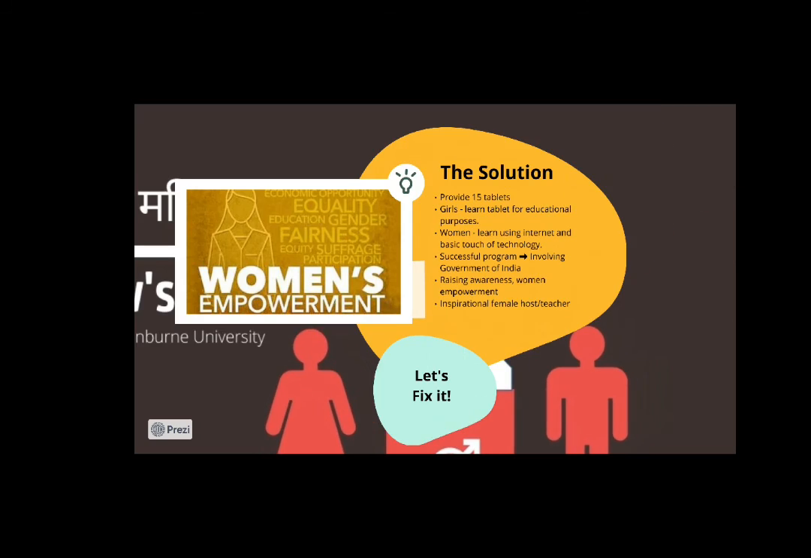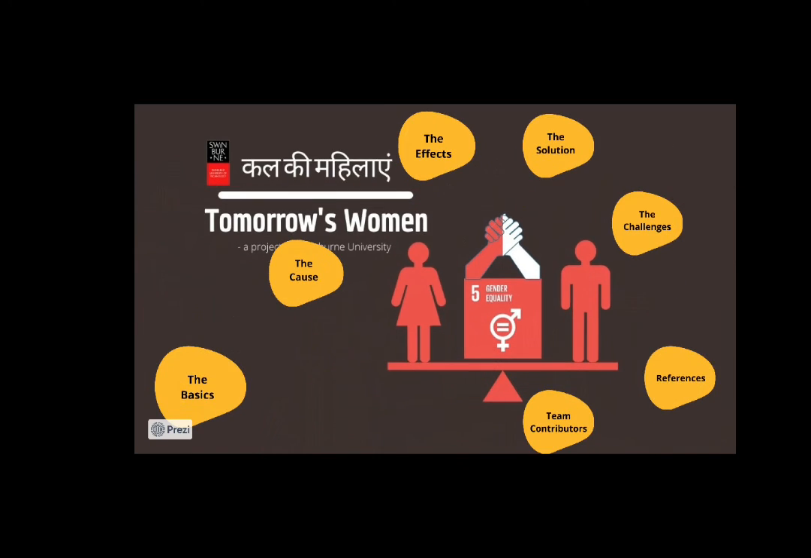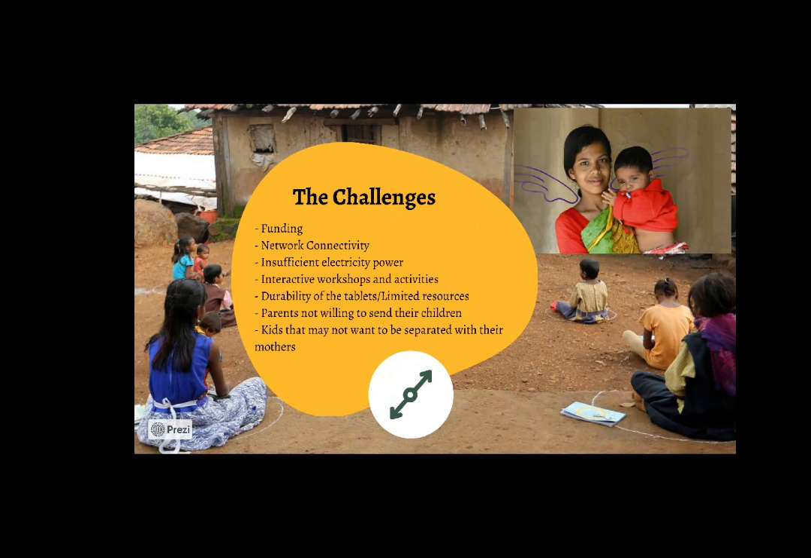Alright, thank you guys. Now on to some challenges. Our primary challenge will be funding. We've got to find a sponsor willing to donate a sufficient amount of money to provide the tablets, or perhaps have them buy it for us. Network connection and electricity are also as important as funding. Without network connection, the children are not going to be able to surf the internet, which is bad enough because it will decrease the effectiveness of the program. And without electricity, the tablets won't even be able to get charged.